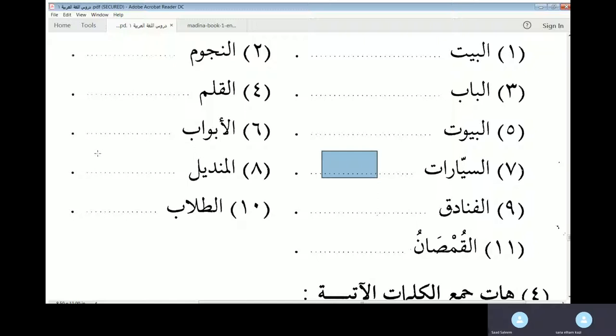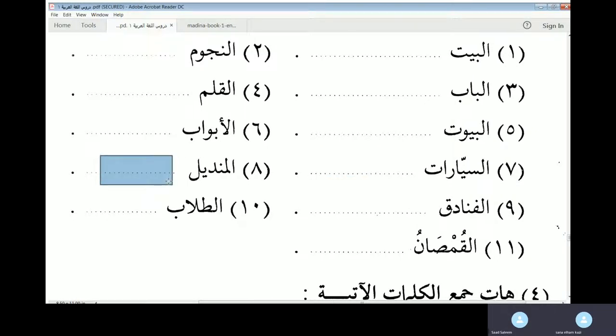As-sayyaratu maghluqa, no, maghlaqa. What is the meaning of as-sayyaratu mughlaqa? The car is closed. Okay. Only the doors can be closed. As-sayyaratu jadidatun, the car is new.